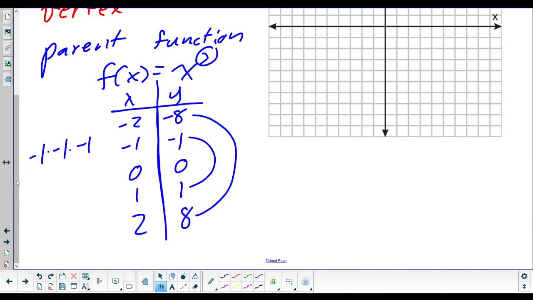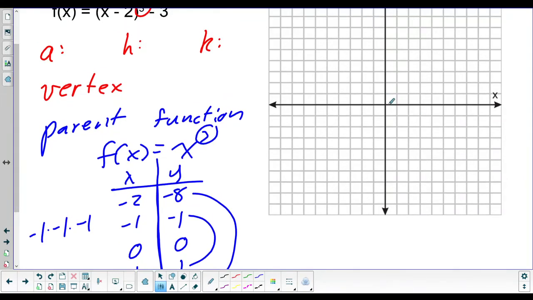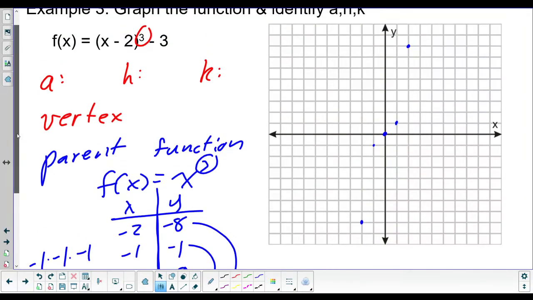All right, so here's our parent function. Let's go graph that so we can see what it looks like. So we have (0, 0), (1, 1), (2, 8), and then (-1, -1), and then (-2, -8). So here's our parent function. Just gonna look something like that. Yeah, I missed a little. Let me try that one more time. Let's start from the top and see if I can get a little better that way. Much better. Okay. So there's our parent function.